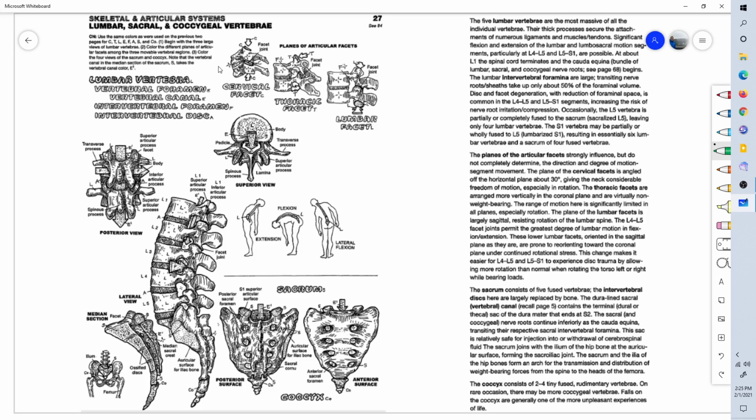So the lumbar vertebra is a little different than the thoracic vertebra. First, in that they have a very large vertebral body. The vertebral body is much larger and more substantial than a thoracic or cervical vertebra. It makes sense as it's in the lower part of the body. Greater weight bearing and also greater support for the larger muscles of the lower body.